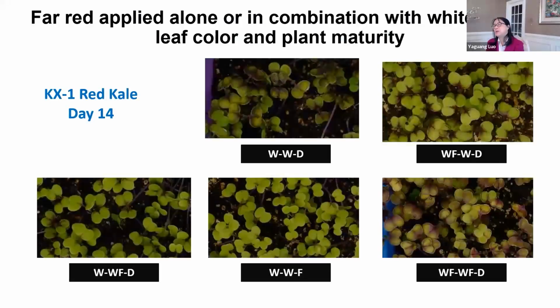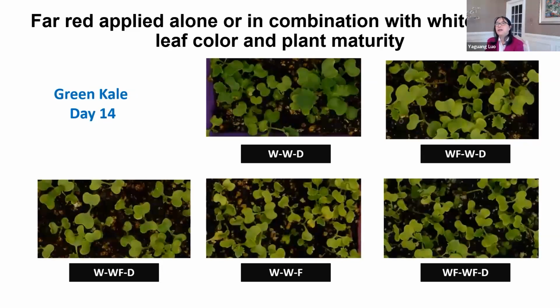For red kale, the results are kind of opposite, because the white and far red combination had the highest concentration. The leaves are actually more red instead of yellow or green in comparison to the white. For the green kale, we pretty much don't see any major difference at this microgreen stage. So it's really that the far red treatment response is species dependent.